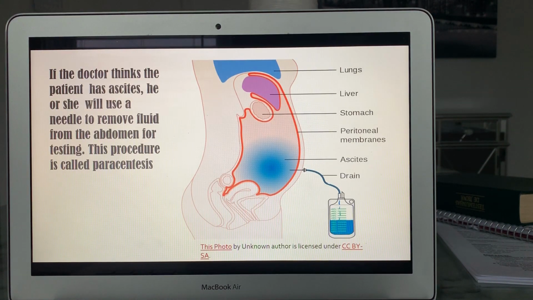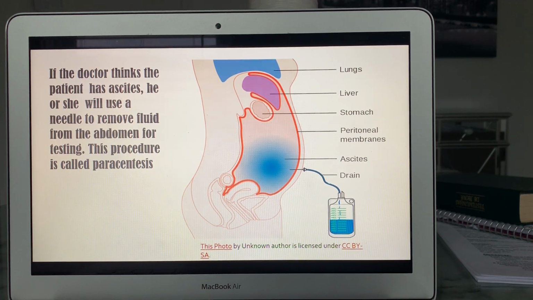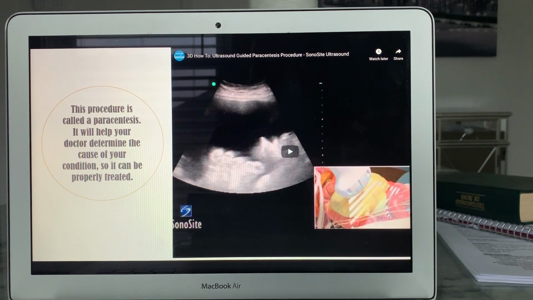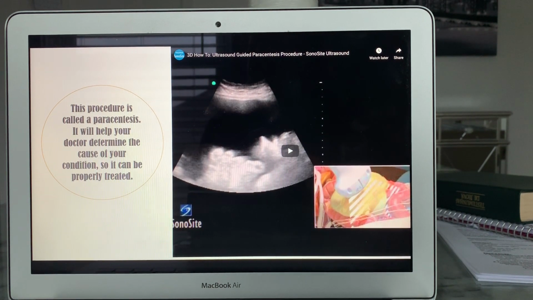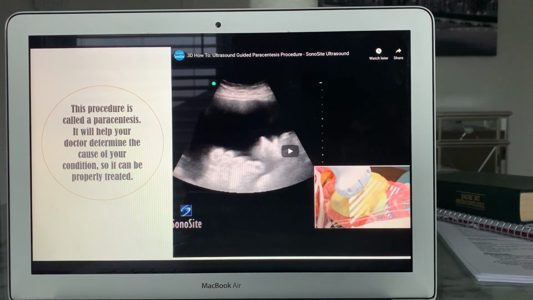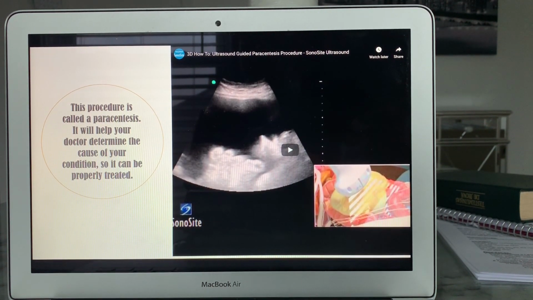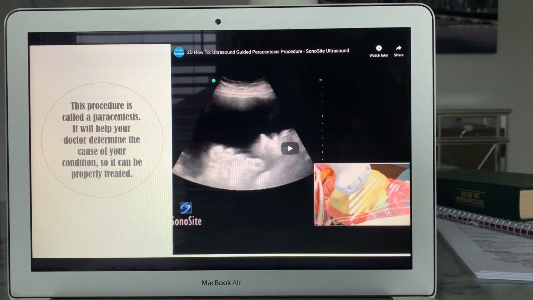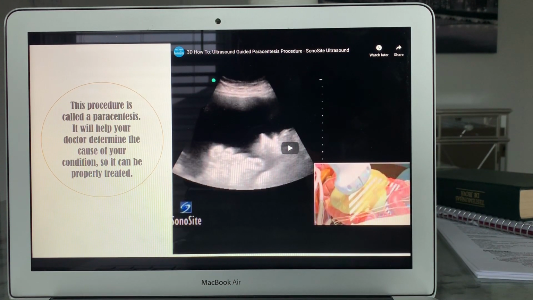Paracentesis. If the doctor thinks the patient has ascites, he or she will use a needle to remove fluid from the abdomen for testing. This procedure is called paracentesis. The ascites fluid can be examined for the presence of malignant cells, which can be important in the detection of tumors. Those malignancies are usually of gastrointestinal, prostate, or ovarian origin. It can also be tested for infections, pancreatic disorders, inflammations, and for microorganisms.